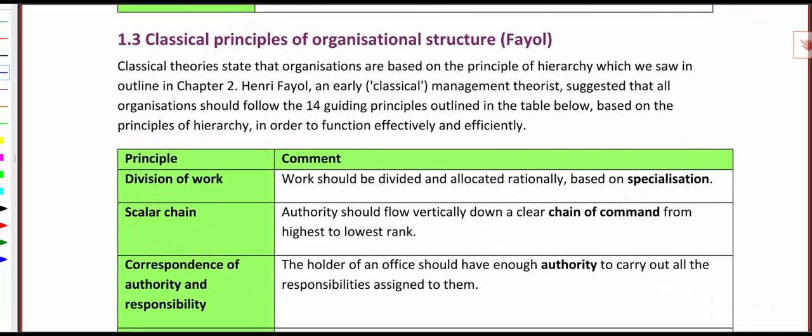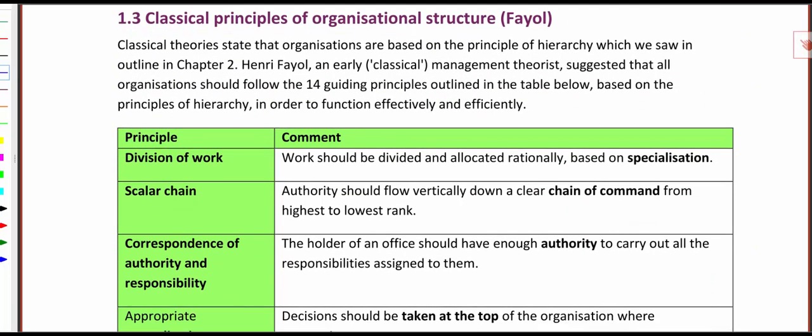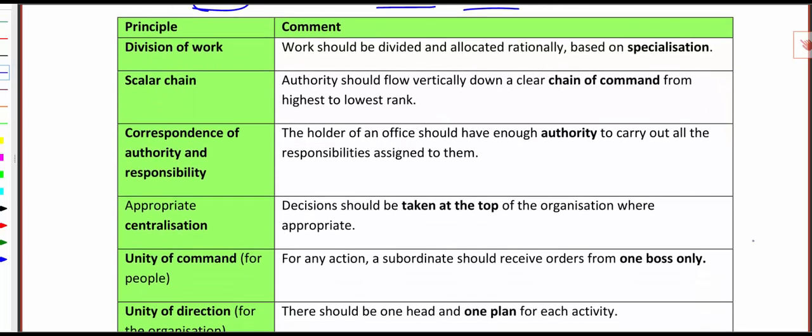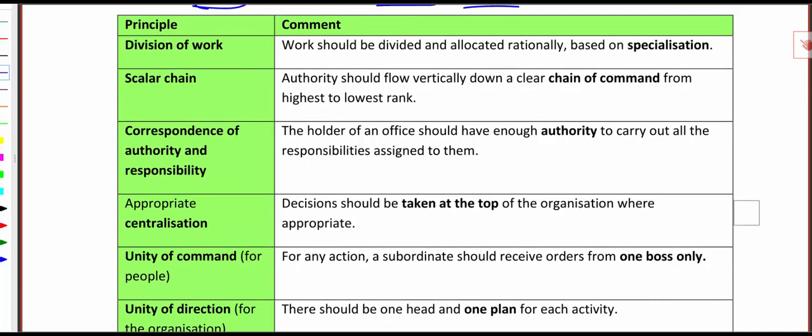That leads us nicely on to Fayol. So Fayol stated that there were 14 guiding principles of this idea of a hierarchy. So if you're going to have that hierarchical structure, there are 14 guiding principles that we should follow to ensure that we're operating both effectively and efficiently. So let's run through those 14 guiding principles and think about what it means for us as a business. So what did this classical theory say? So first of all, how should we divide work up?